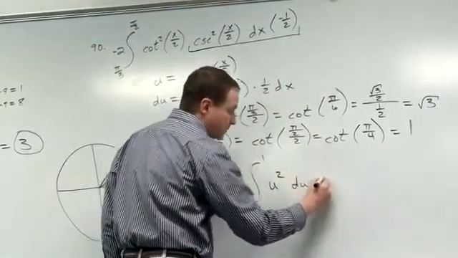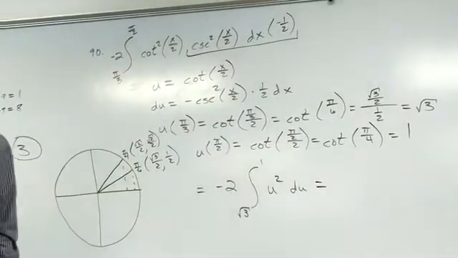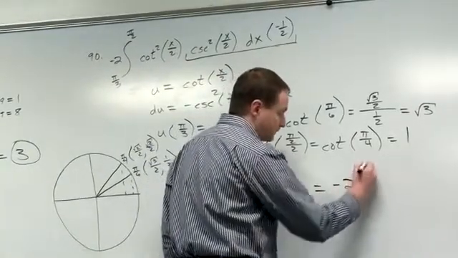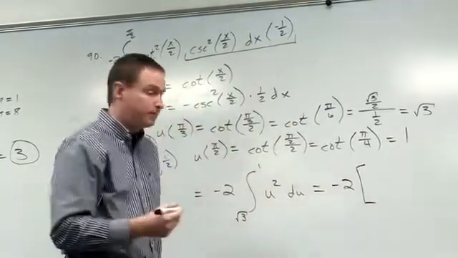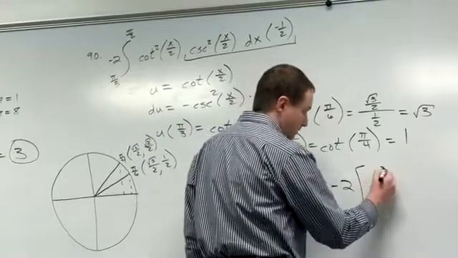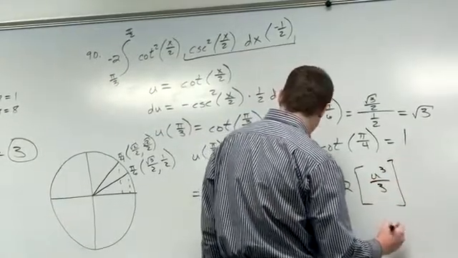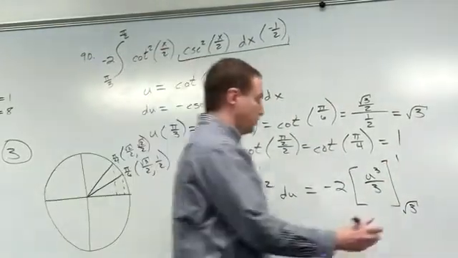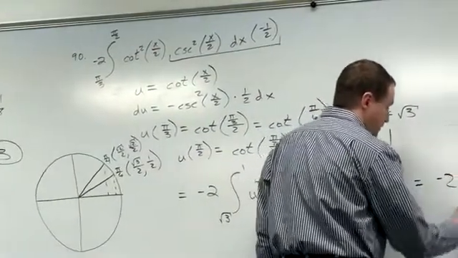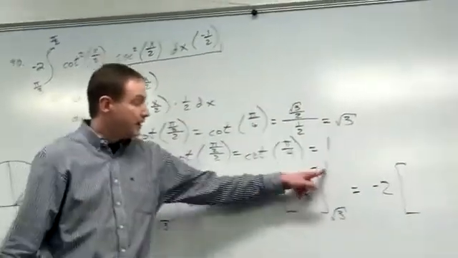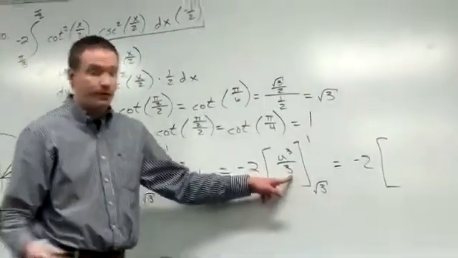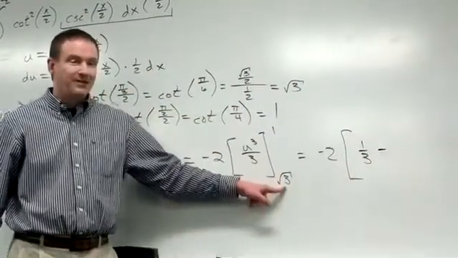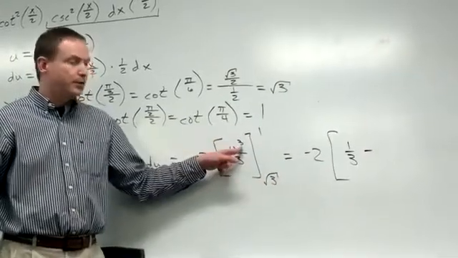So now the integration is pretty easy. And we say this is going to be negative 2 times the group u cubed over 3, evaluated from the root of 3 to 1. So I'll say, well, okay, it's going to be negative 2 times. When I evaluate this at 1, I get a 1/3. When I evaluate it at the root of 3 cubed, I know the root of 3 times the root of 3 is 3.